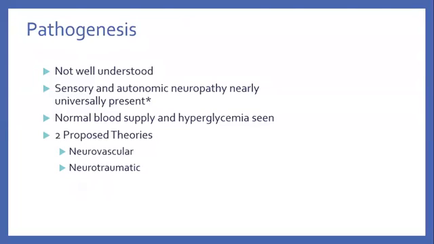The pathogenesis of Charcot is not well understood. It is believed that sensory and autonomic neuropathy is nearly universally present. Normal blood supply and hyperglycemia is seen, and there are two proposed theories: the neurovascular and neurotraumatic theories.